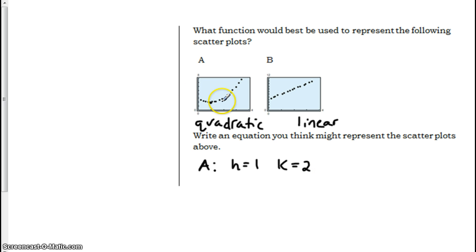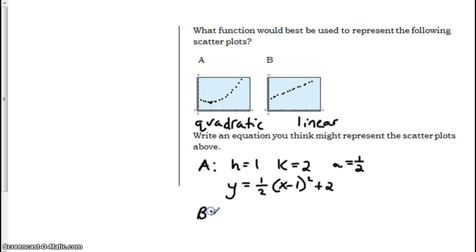It appears to be wider than normal, so I'm going to use approximately a 1/2 instead of a 1, because this parabola looks wider than our traditional parent function. So if I substitute all those values into our a, h, and k equation, we would have y equals 1/2 times (x minus 1) squared plus 2. So that would be the equation for A.